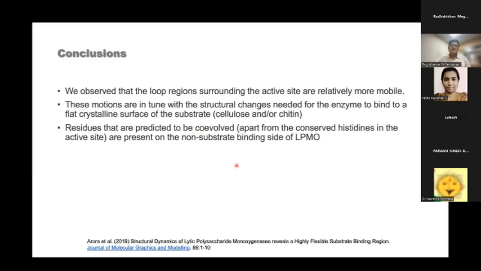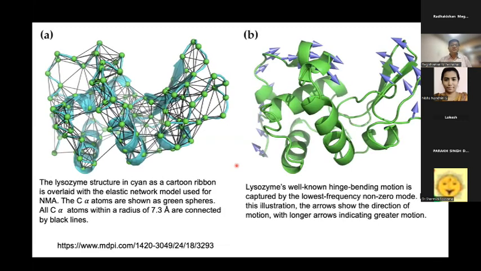And the residues that are predicted to be co-evolved are present on the non-substrate binding side of the LPMO, where we saw there is not much movement happening. Okay, so in general, you take a lysozyme structure, you see the arrows: this side of the protein is going in one direction from right to left, this is going from left to right. So it is an open and close movement.